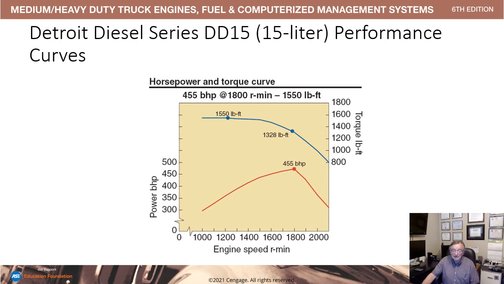Detroit Diesel DD15, 15-liter performance curves. And here we see the modern engine has a variable geometry turbo. It has a sophisticated Bosch amplified common rail fuel system. And you can see that the torque rise is achieved between 1,000 and 1,400 to 1,500 RPMs. When you go faster with the RPM, your actual brake horsepower, the 455, is achieved at about 1,800 RPM, but the torque begins to drop off at 1,500 RPMs.